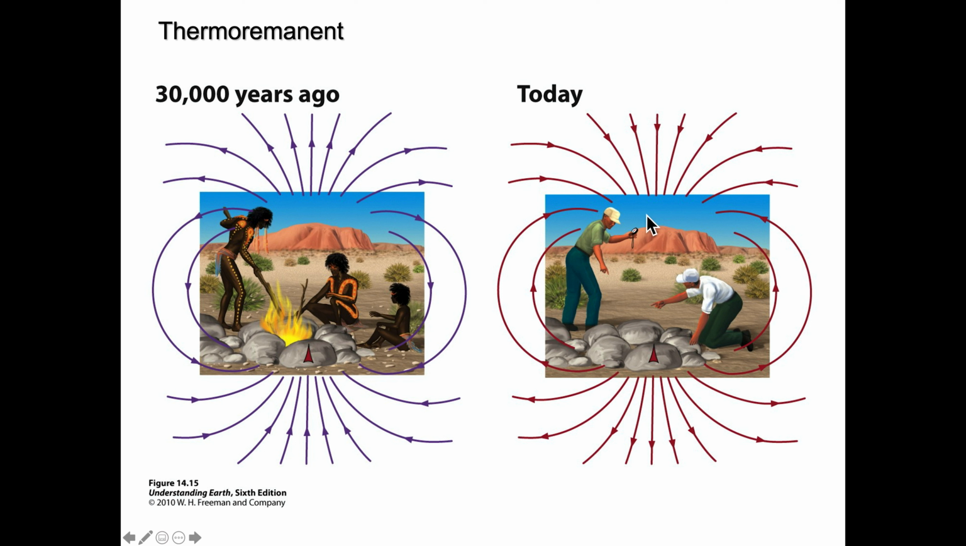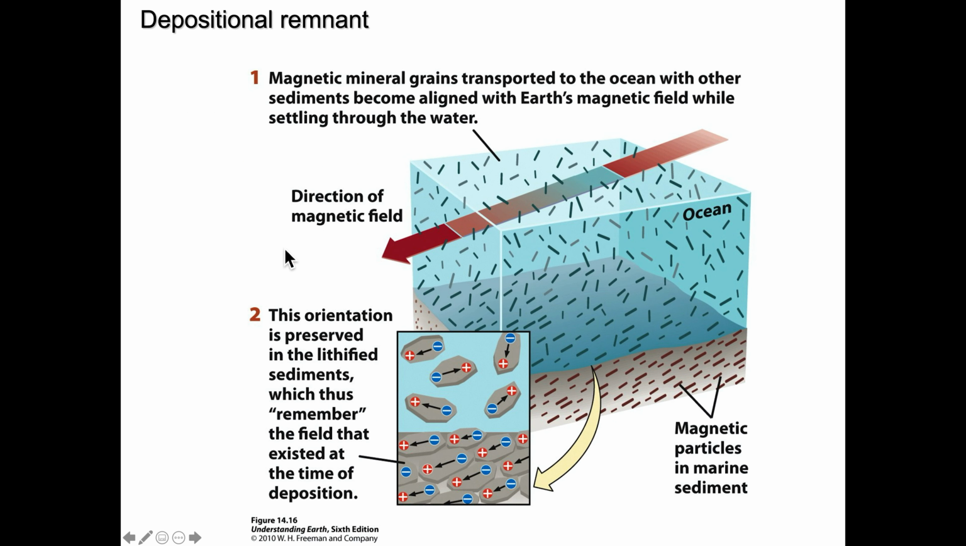So some geeks can come along today with some compasses and measure the magnetic field in this rock, and the difference between the magnetic field in the rock measured today and when the rock passed that Curie point 30,000 years ago will tell us the difference between the Earth's magnetic field today and the Earth's magnetic field 30,000 years ago.